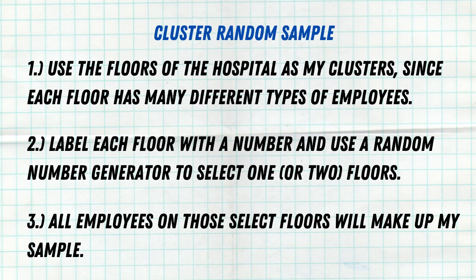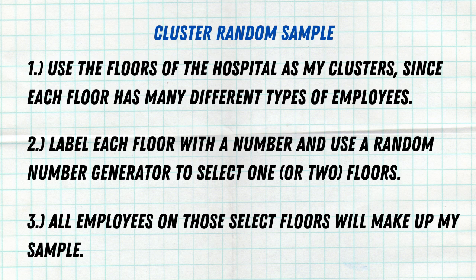Now, a cluster random sample would be something like the floors of the hospital. Each floor has a nice mix of employees. Every floor's got janitors, every floor's got nurses, techs, doctors, you name it. Then, instead of picking people, you pick a floor. So maybe there's 10 floors in the hospital. Every floor gets a number. Use a random number generator and pick one or two floors. And every employee on those floors gets picked for my sample.